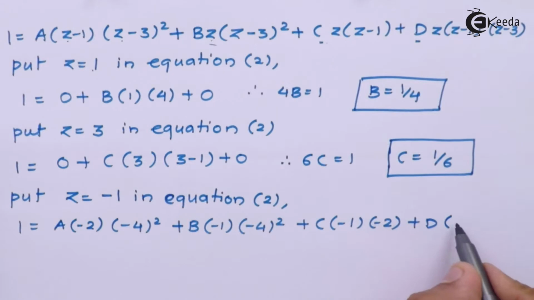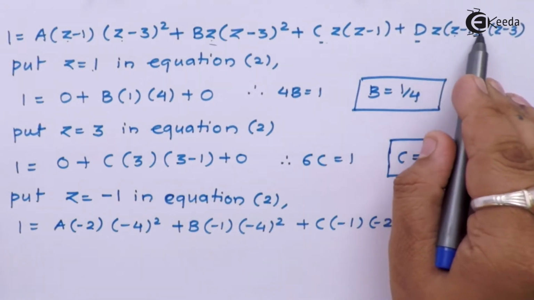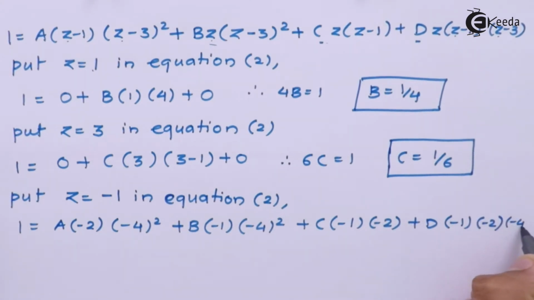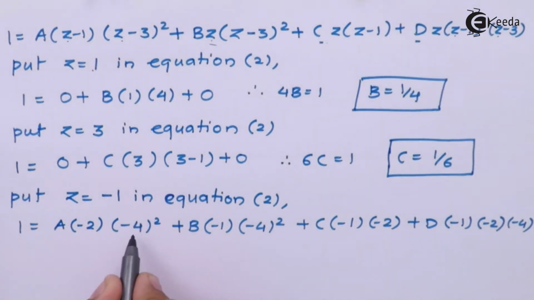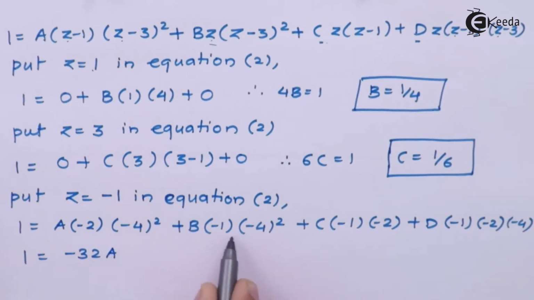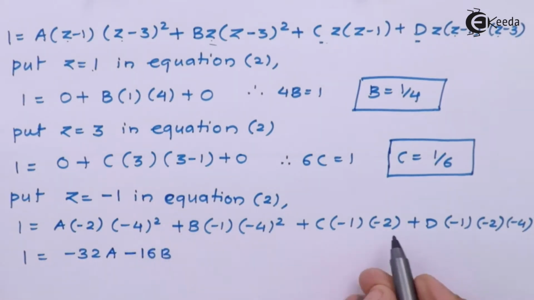Now in the last, minus 1, minus 1, minus 2, and minus 1, minus 3, minus 4. Now simply do the multiplication. Now minus 4 square is 16, and 16 into 2 is 32. So we have minus 32a. Now move on to b. Minus 4 square is 16, but 16 into minus is nothing but minus 16, into b we get minus 16b. Now minus 2 into minus 1, answer is plus 2. So we have 2c.